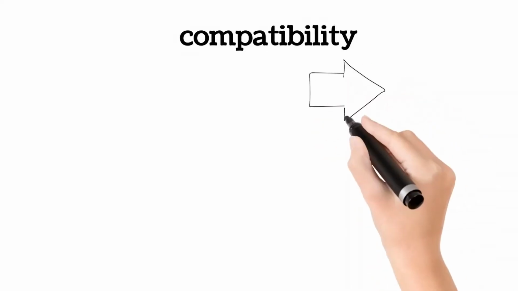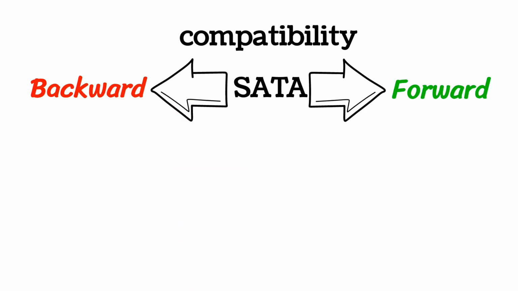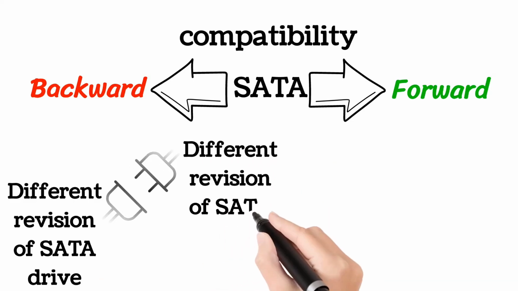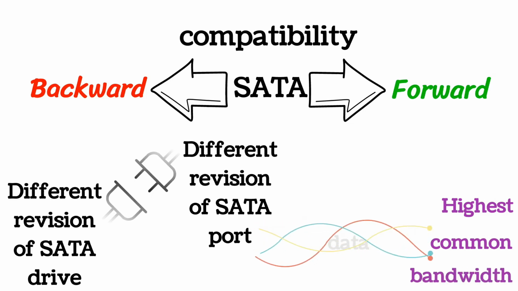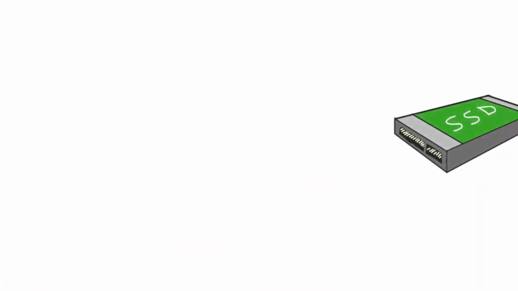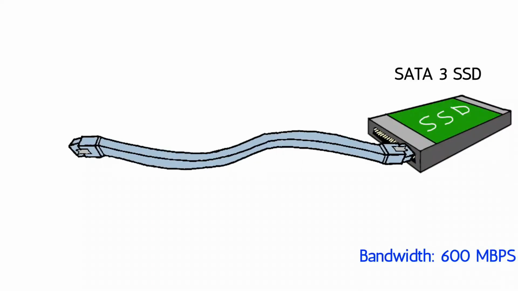One thing you need not worry about with the SATA interface is compatibility. SATA is completely forward and backward compatible, which allows us to connect a different revision of SATA drive with a different revision of SATA port. But data transfer speed will be scaled down to the highest common bandwidth between the drive and the port.